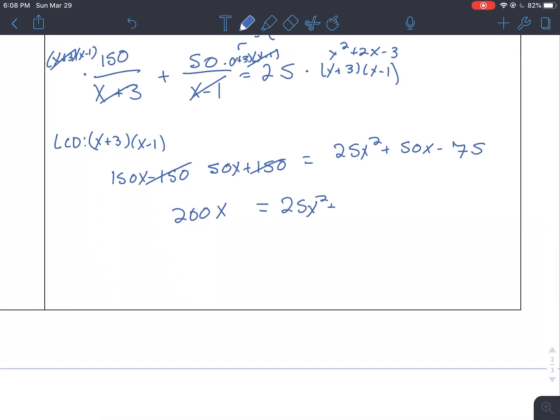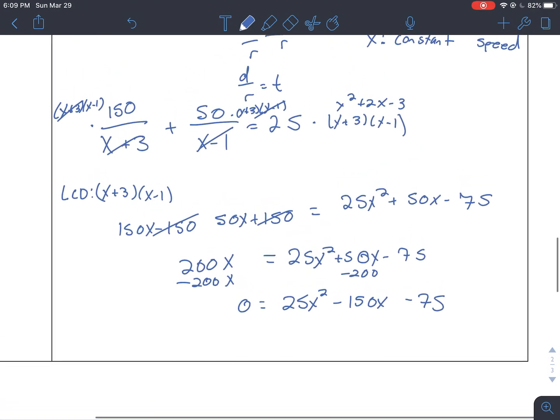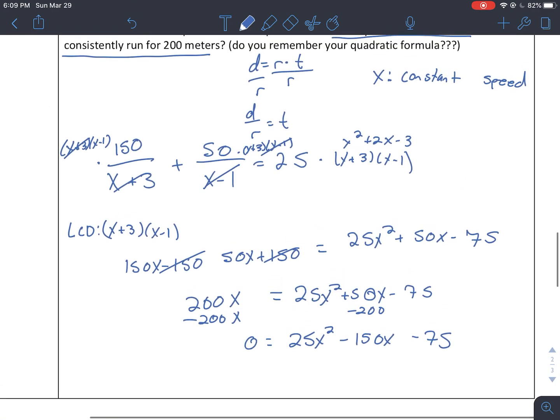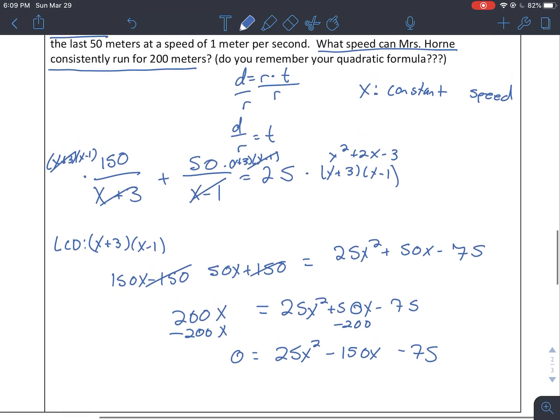All right, so 200x is equal to 25x squared plus 50x minus 75. So minus 200x on both sides. 0 is equal to 25x squared minus 150x minus 75. So that's the setup for that problem. Well, setup and then setting it equal to 0, sorry. If I went a little fast, please let me know what questions you have, guys.